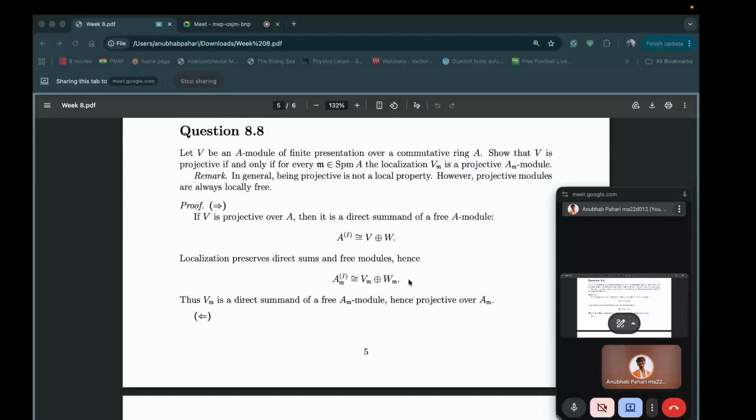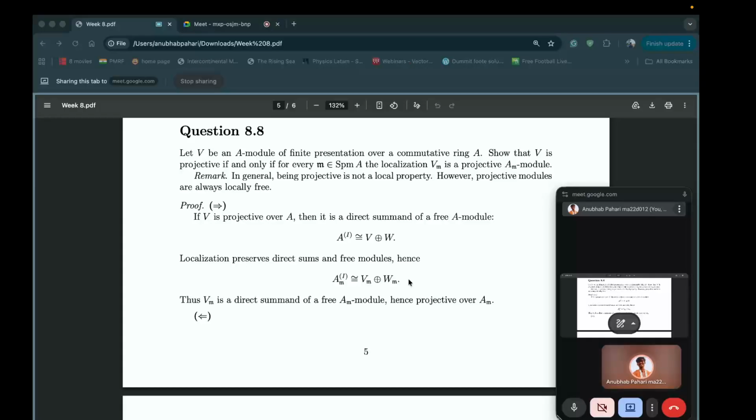Now let us focus on the next and last problem. Let V be an A-module of finite presentation over a commutative ring A. Then V is projective if and only if for every maximal ideal m, the localization V_m is a projective A_m-module. Now for the remark, you can see that being projective is not a local property. However, projective modules are always locally free.